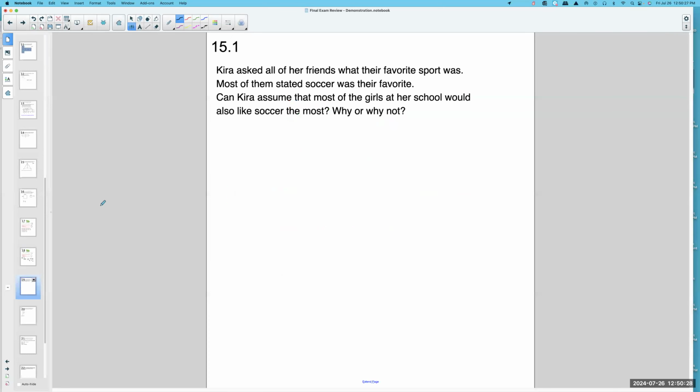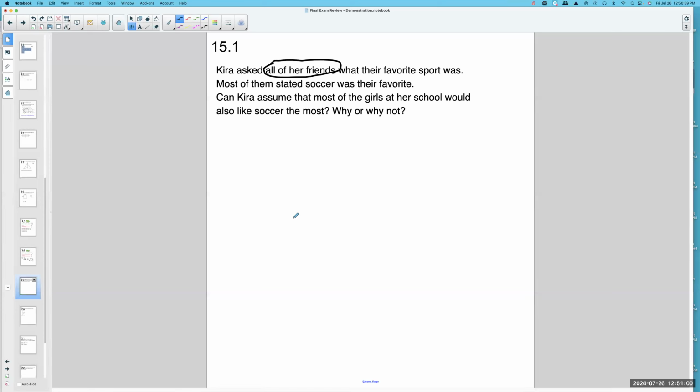Okay. Kira asked all of her friends what their favorite sport was. Most of them stated soccer was their favorite. Can Kira assume that most of the girls at her school would also like soccer the most? Why or why not? Well, hopefully you can see that since all she asked was her friends, that's not enough to assume the whole school feels the same way. We don't know how big the school is, right? We don't know if all of her friends, maybe she's friends with literally everyone in school.